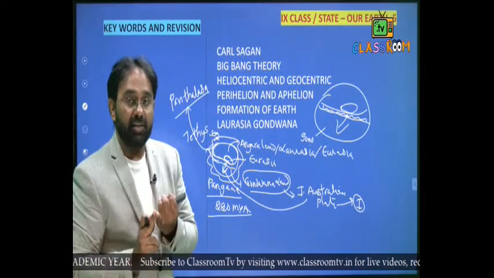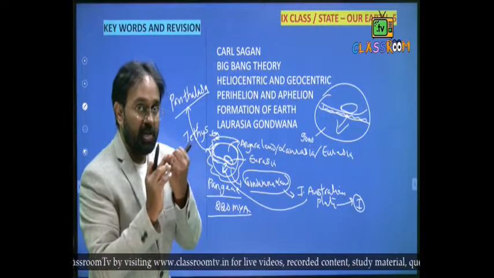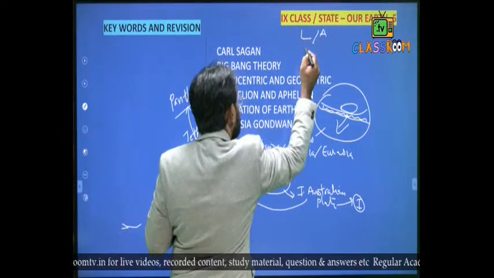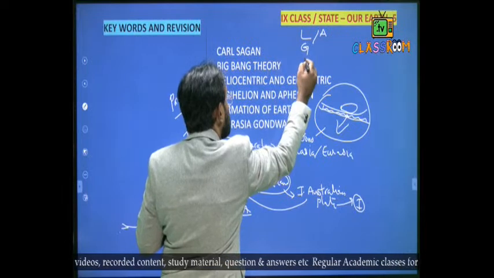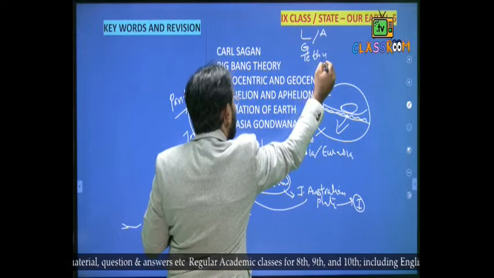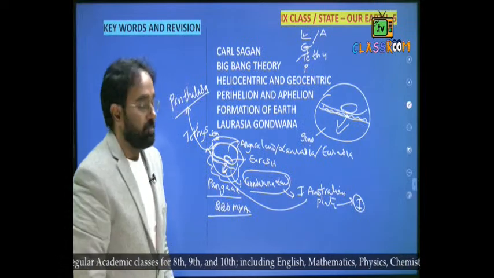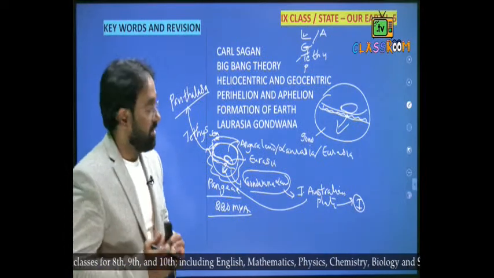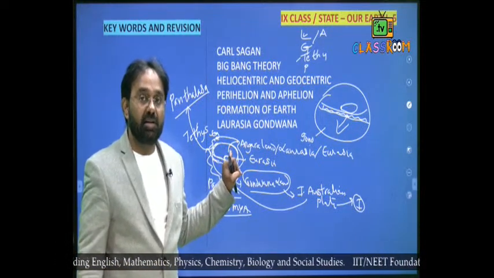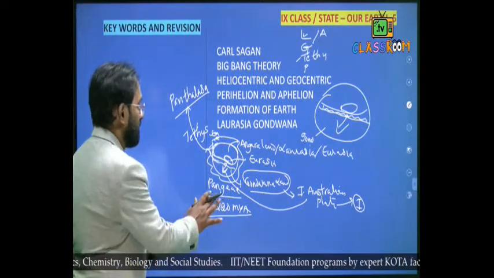So what are the four important things which were there when Earth was slowly unwinding? One is Laurasia or Angara land. Next is Gondwana, next is the Tethys Sea, and Panthalassa. LGTP. These are the four important points you have to remember when you are talking about Laurasia and Gondwana, and also the continental drift theory of Wegener. Now you understood everything.